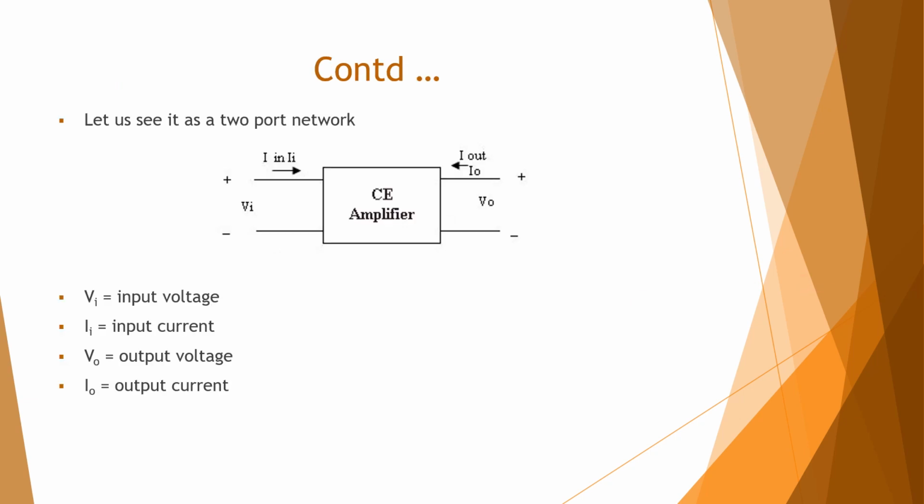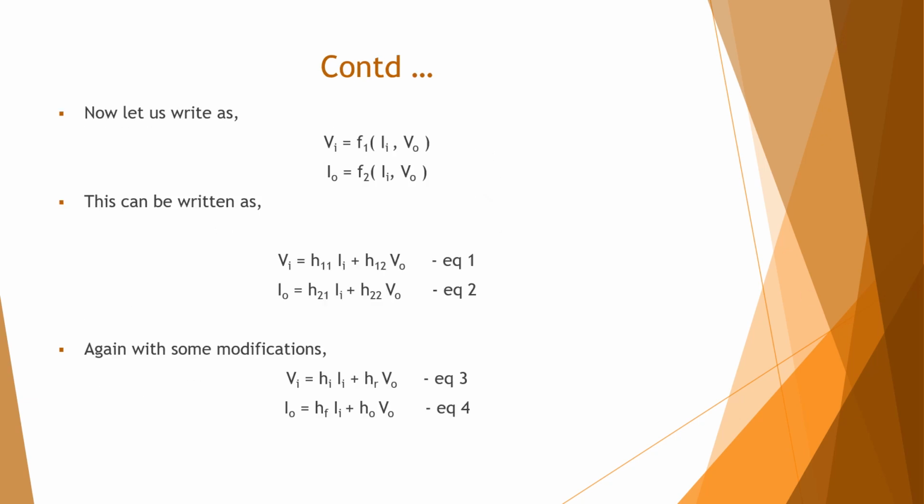So let us see, it's a two-port network. This is a CE amplifier. Here, the emitter is common to both sides. This is the base, input current IB, and here the output current IC, and the emitter. VI is the input voltage, II is the input current, VO is the output voltage, IO is the output current. So let us write VI as a function of II and VO, and IO as a function of II and VO.